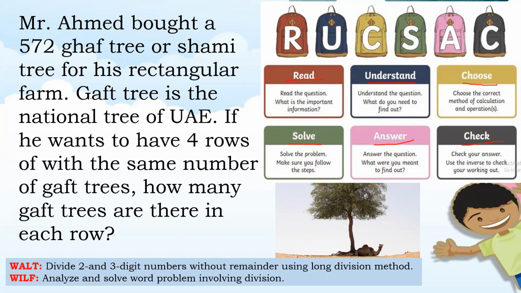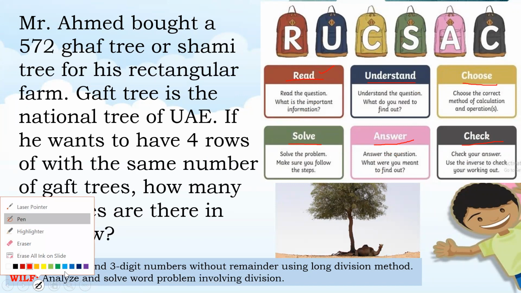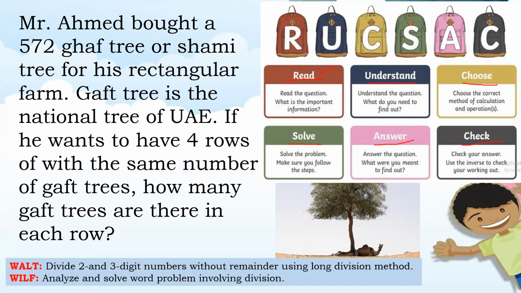So let's do as we already read. Let us underline the important things right now. So, what is the first important thing here? 4 rows, same, each. Number 3 is to choose which method. I think today we're taking division, so it's obvious that it's division. We're going to be using this method right here.